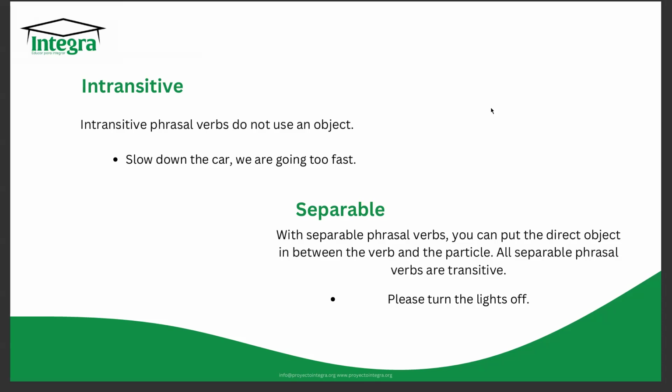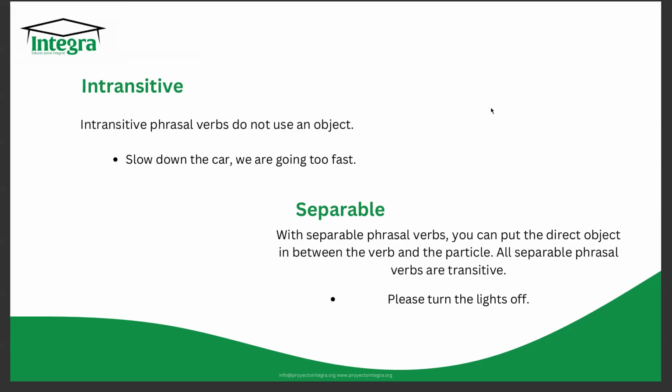Then we have the other category, which was separable and inseparable. With separable phrasal verbs, you can do as it says and separate this phrasal verb. So you can put a direct object in between the verb and the particle. And it's very important to know that all separable phrasal verbs are transitive. You cannot have a separable phrasal verb that's intransitive. All of these are transitive.